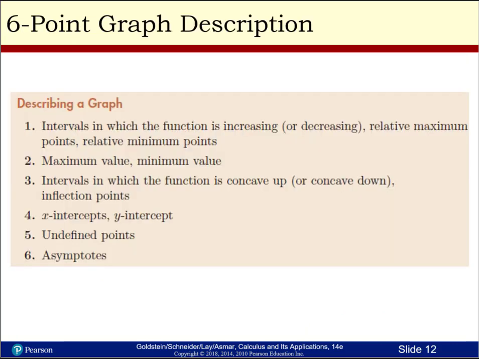A 6-point graph description. When you're describing a graph, you want to talk about the intervals at which the function is increasing or decreasing, and the relative maximum and minimum points. Step 2, you want to describe whether or not it has an absolute maximum or minimum value. Step 3, you want the intervals on which the function is concave up or concave down and those inflection points. Step 4, you want the x and y intercepts. Step 5, you want the undefined points. And step 6, you want the asymptotes.